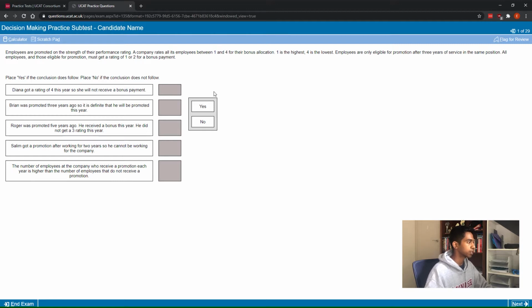Okay, so reading this statement, Diana got a rating of 4 this year, so she will not receive a bonus payment. This would be correct because the stimulus says all employees and those eligible for promotion must get a rating of 1 or 2 for a bonus payment, so this is yes. Brian was promoted 3 years ago, so it's definite that he will be promoted this year. This would be no, because the stimulus says only eligible, so it doesn't mean that he'll definitely get promoted.